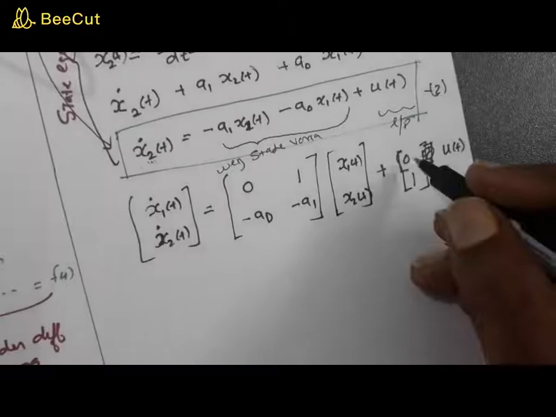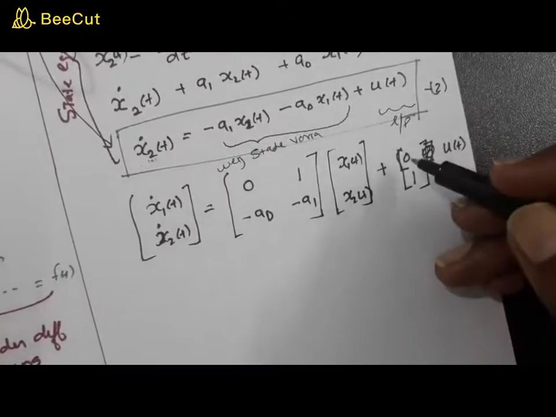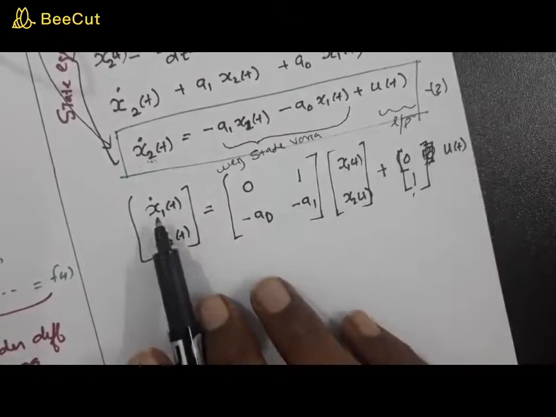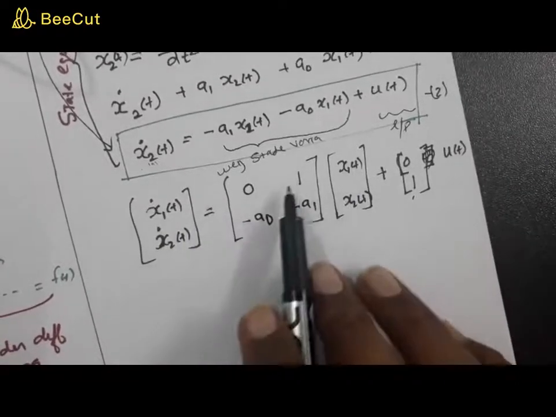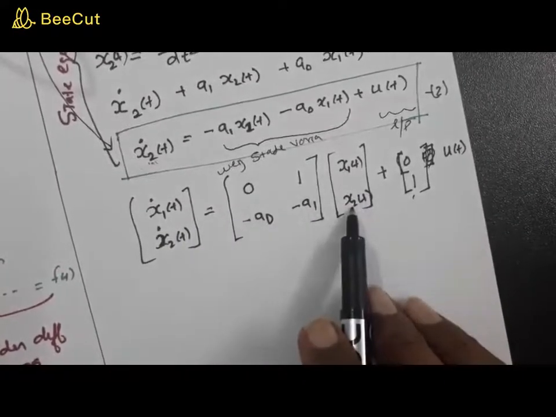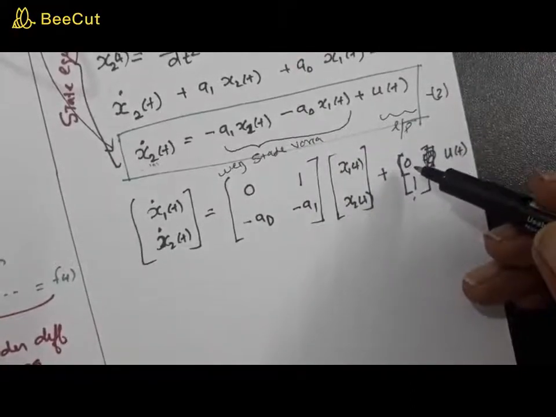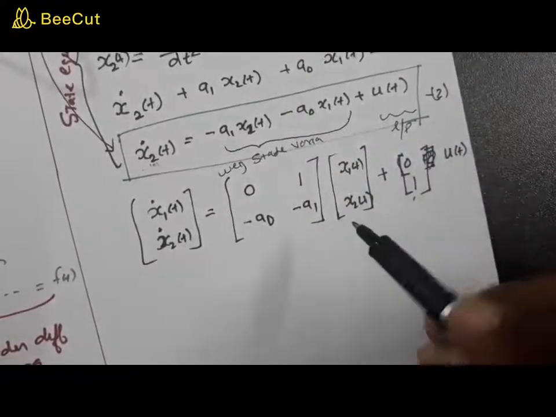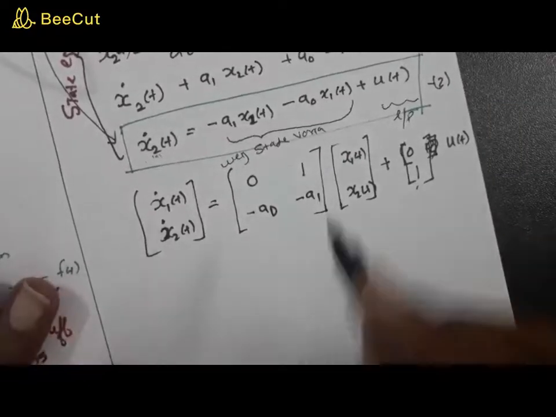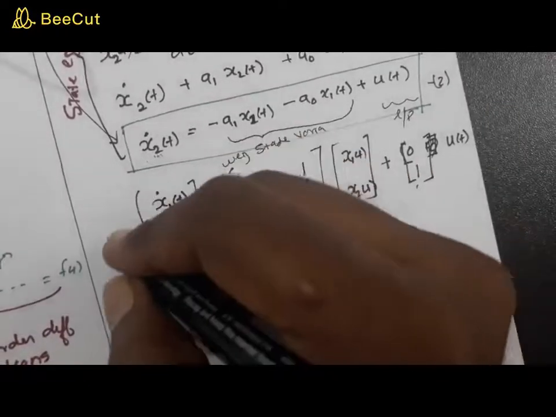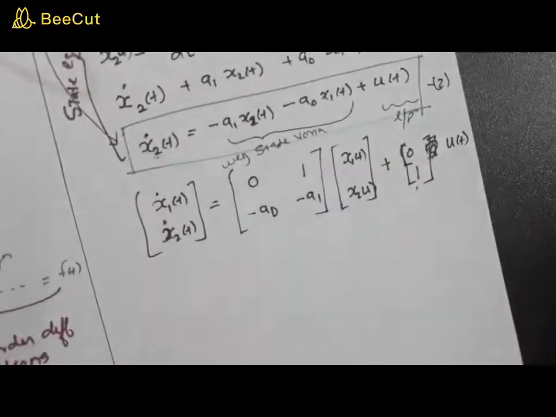Okay, so there is a correction. This must be a column matrix with 0 and 1. Now when you write the equation from this matrix, x1 dot of t is equal to 0 into x1 of t plus 1 into x2 of t plus 0 into u of t. So this is actually the matrix form of the state equation.